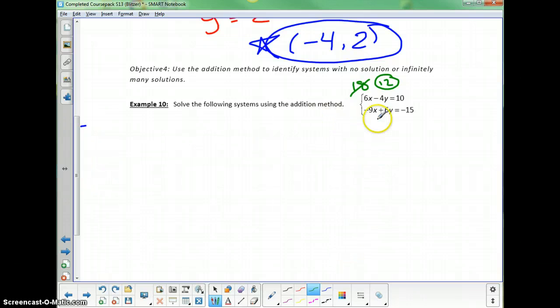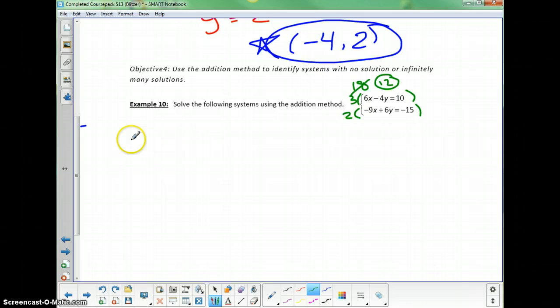So to get rid of those y's, I need to multiply by 3 in the top equation to make that a 12, and by 2 in the bottom equation to make that a 12, right? 2 times 6 is 12, 3 times 4 is 12. Notice this will make a negative 12, and that one's going to be a positive 12, so the signs are already going to be correct.